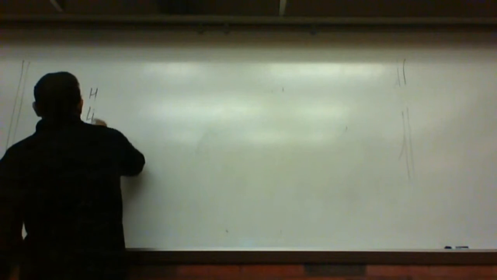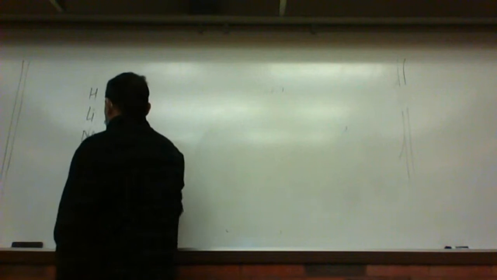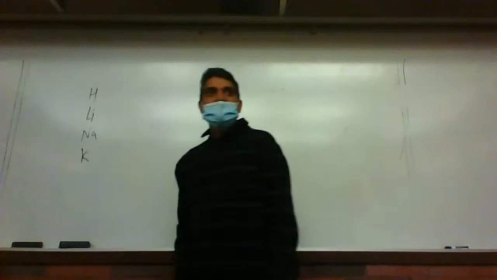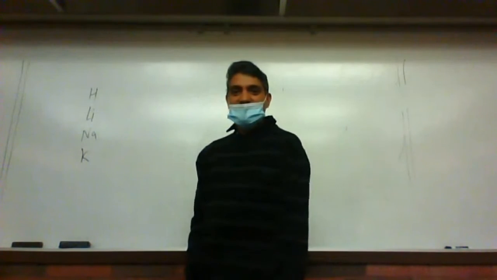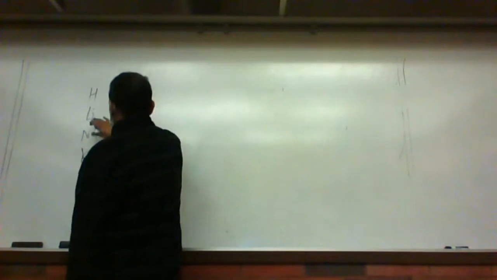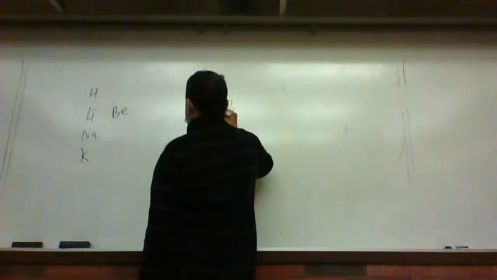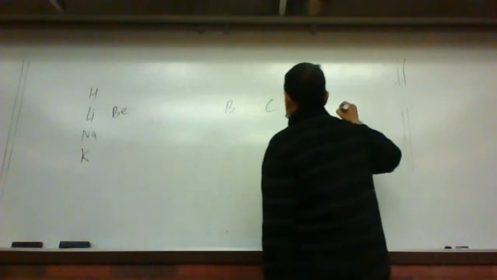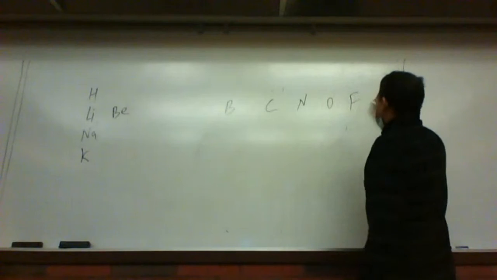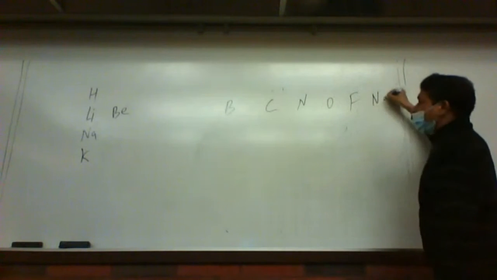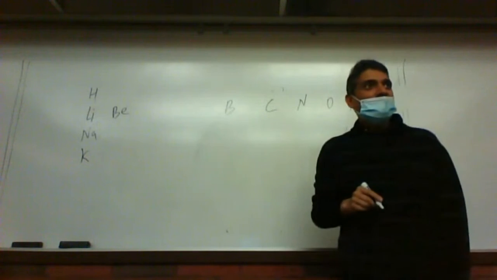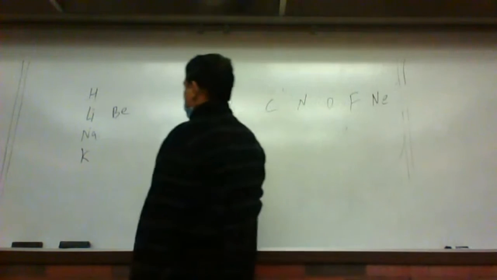If you go here, there is hydrogen, lithium, sodium, potassium, something like this, right? Look at the periodic table I posted there. And if you go from here to here, there is beryllium, and then boron, carbon, nitrogen, oxygen, fluorine, neon. The periodic table looks like this, right?